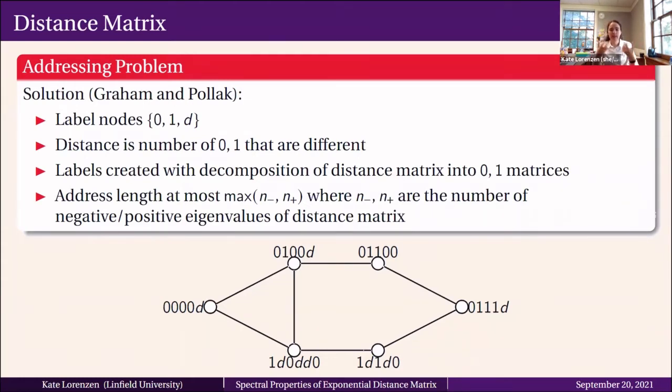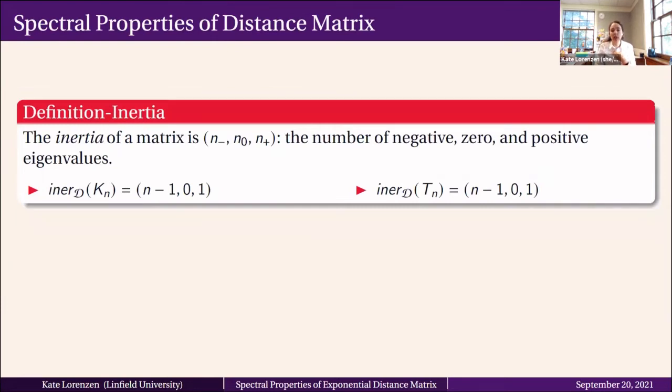And what this actually does is it takes our distance matrix and decomposes it into 0 and 1 matrices. And they were actually able to find that the length of the address is going to be at most the max of the number of negative or positive eigenvalues of the distance matrix. So within that, they started to explore some ideas of the inertia of the distance matrix, where the inertia is a tuple telling us the number of negative, zero, and positive eigenvalues.